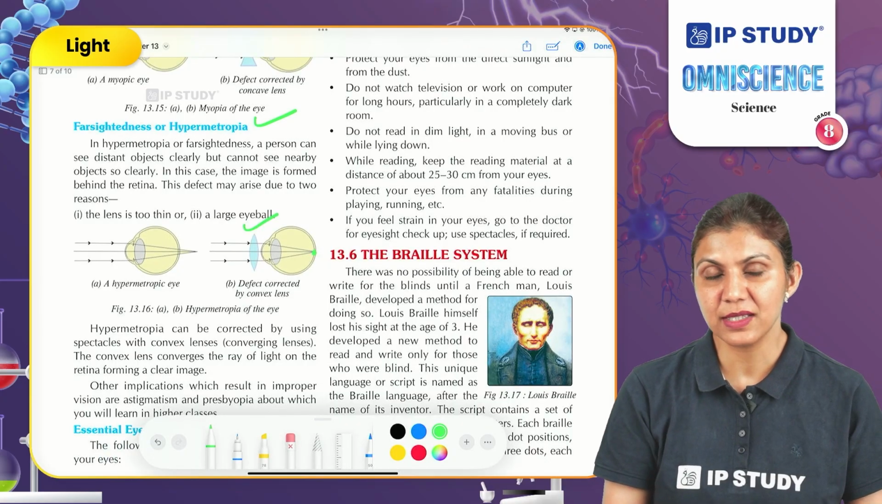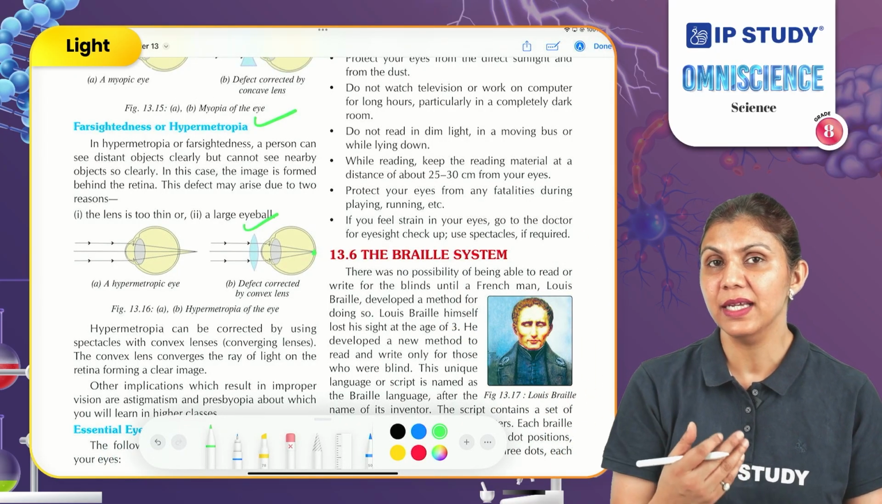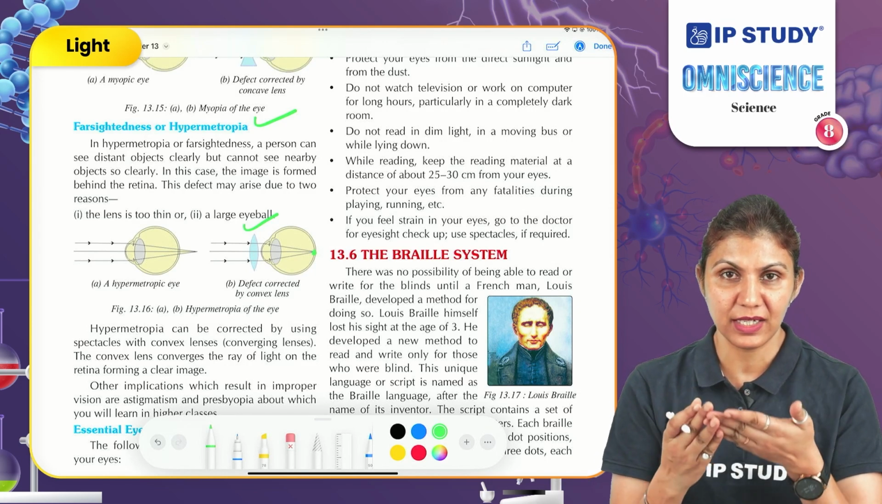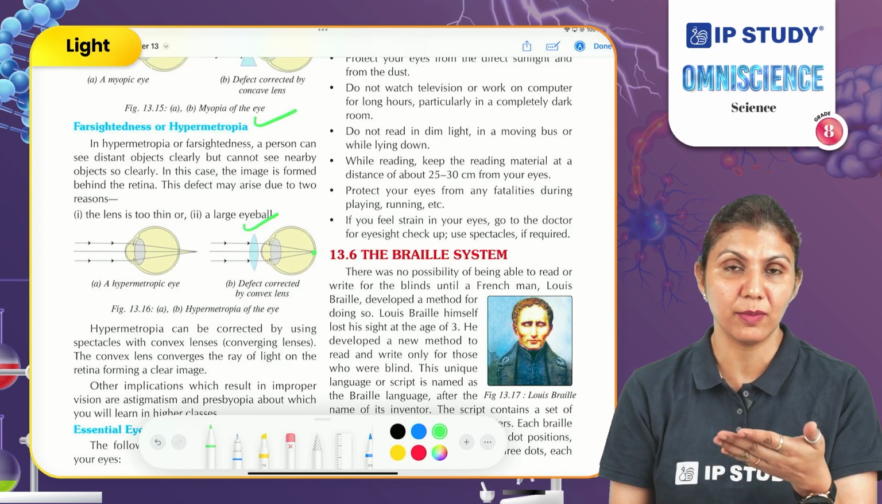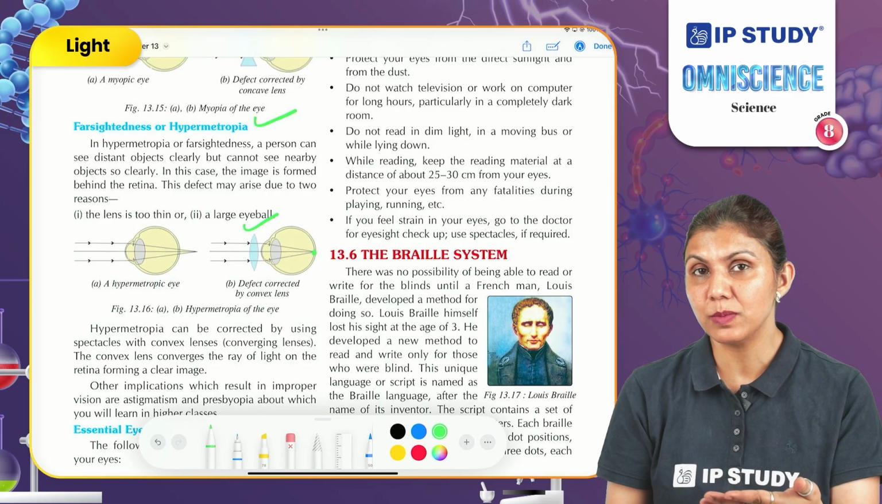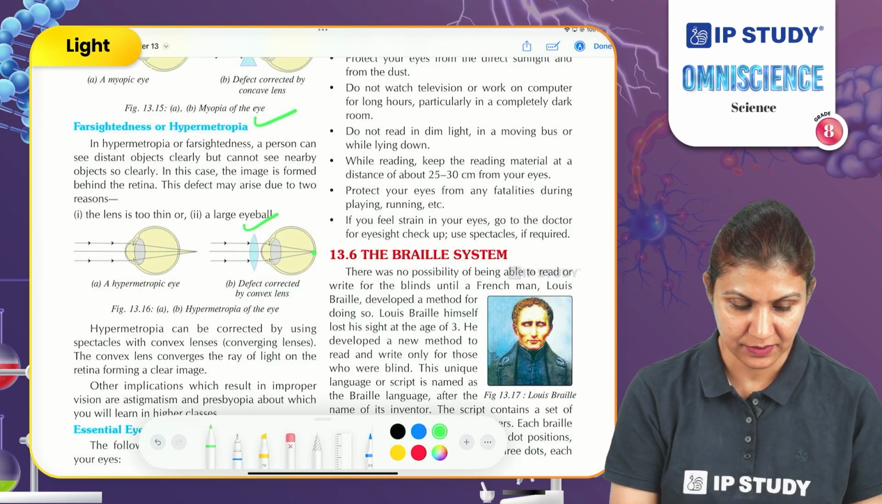A person suffering with hypermetropia can see distant objects easily but cannot read, because when you place a book in front of your eyes, you are placing it very close to your eyes. So they are unable to read the book or observe objects which are very small or placed very close to the eyes.